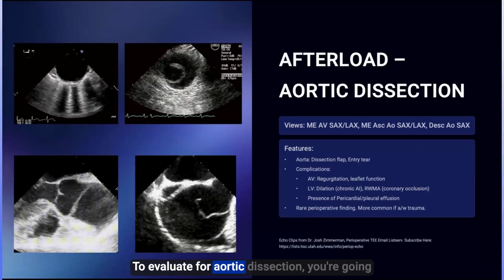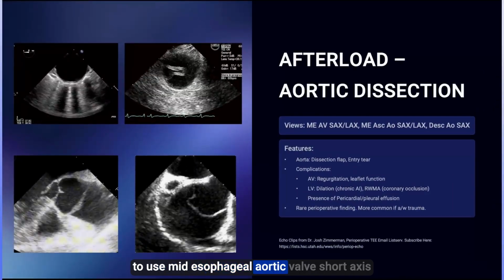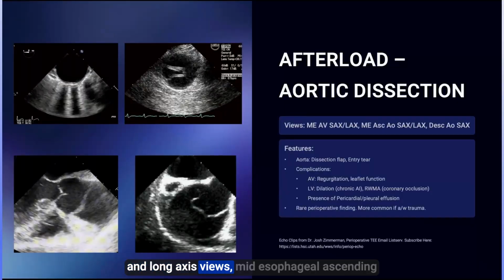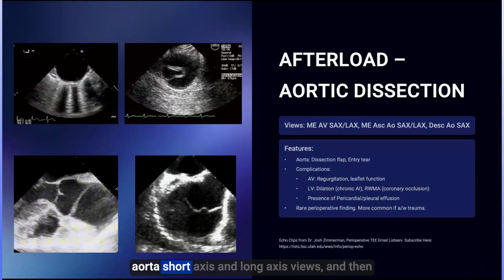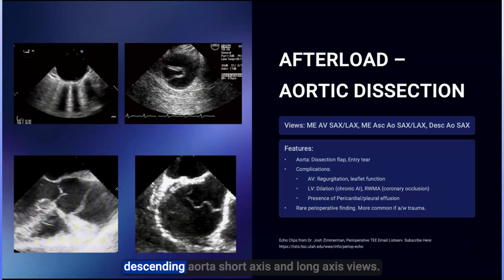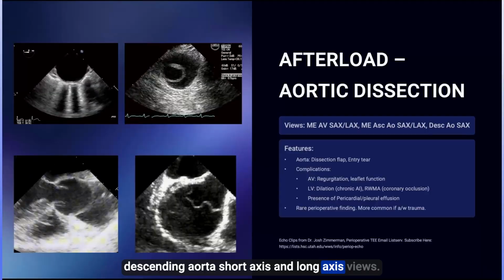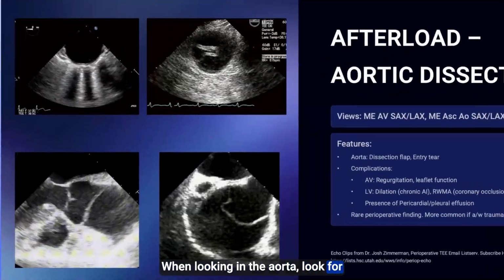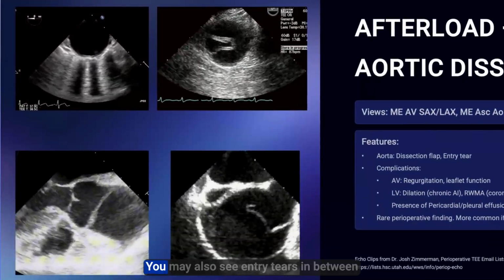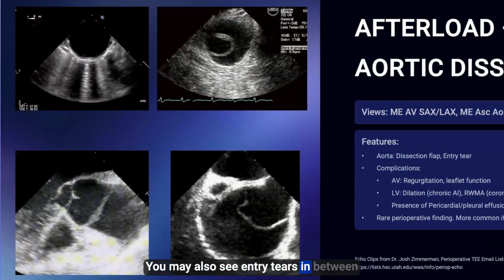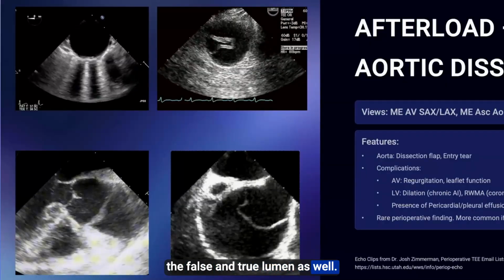To evaluate for aortic dissection, you're going to use mid-esophageal aortic valve short axis and long axis views, mid-esophageal ascending aorta short axis and long axis views, and then your descending aorta short axis and long axis views. When looking in the aorta, look for the presence of a dissection flap. You may also see entry tears in between the false and true lumens as well.